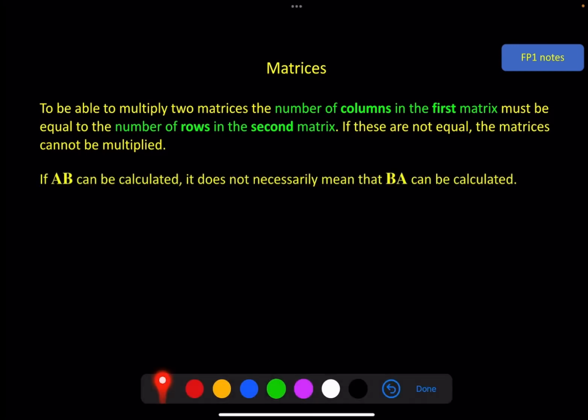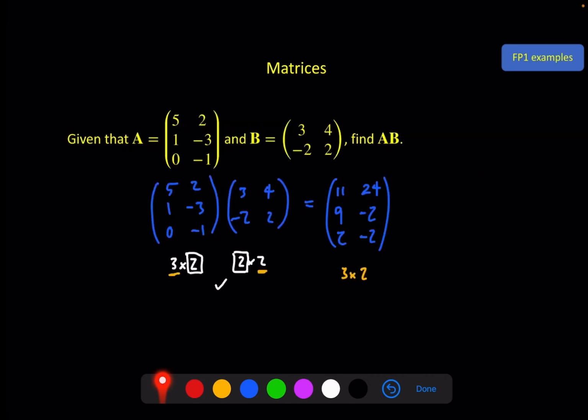If AB can be calculated, like it could in the previous example, it does not necessarily mean that B times A can be calculated. And if we go back and have a quick look at that, we can see why. Because if we put B first, we would have a 2 by 2 matrix, and if we put A second, we would have a 3 by 2 matrix. And doing it this way round, these two numbers would not be equal, so we would not be able to do the multiplication. So the order of your matrix multiplication is very, very important.